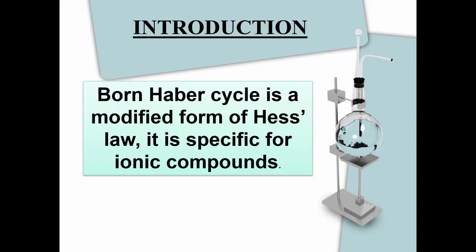Born-Haber cycle is a modified version of Hess's law. It is specific for ionic compounds. So in A2, you have to deal with ionic compounds. In AS, you managed covalent compounds. So make the first concept. What is Born-Haber cycle? It is a modified version of Hess's law, and practically this version is used only for ionic compounds.